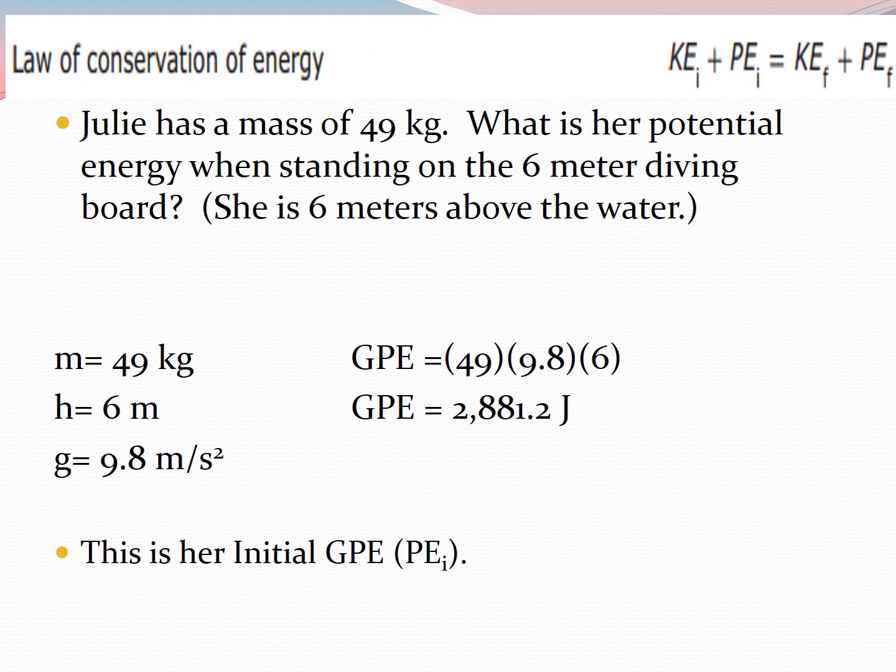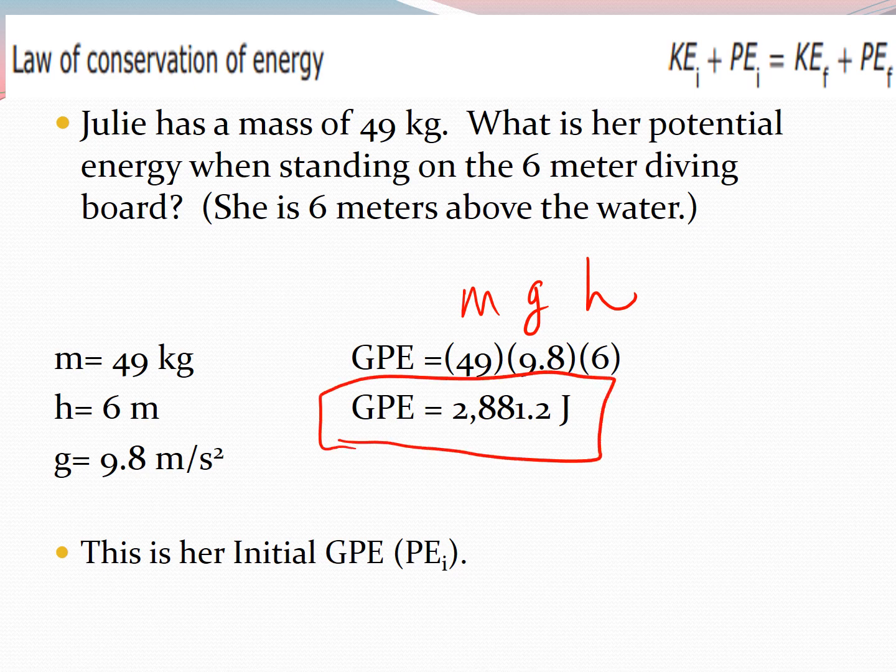So first of all, let's find our gravitational potential energy. GPE, remember, is mgh. So our mass is 49, G is 9.8, height is 6 meters on the board. So we find that our gravitational potential energy is 2,881.2 joules. This is her initial potential energy when she's on top of the diving board.